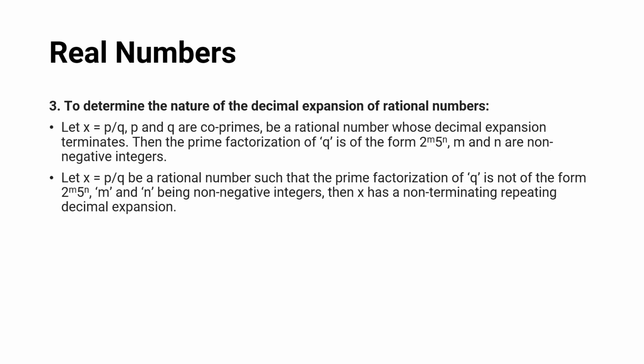Let x equal p divided by q be a rational number such that the prime factorization of q is not of the form 2 raised to m, 5 raised to n, where m and n are non-negative integers. Then x has a non-terminating repeating decimal expansion.